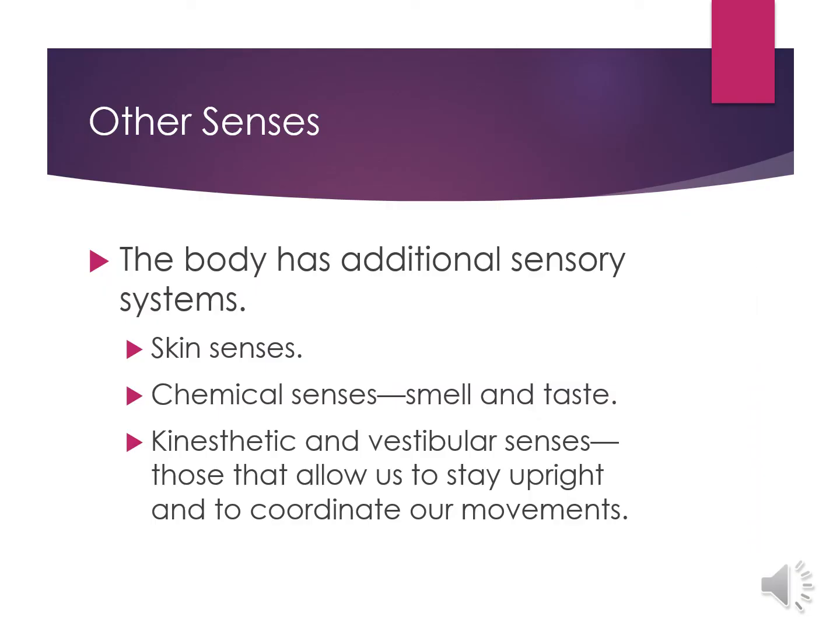So we have a few other senses: our skin senses, our chemical senses, and our kinesthetic and vestibular senses. The skin senses, our sense of touch, is our largest sensory system because we have receptors for touch, for temperature, for pain. We detect mechanical energy or pressure against the skin. Note that our sensitivity to touch is not equally good in all areas of the skin.